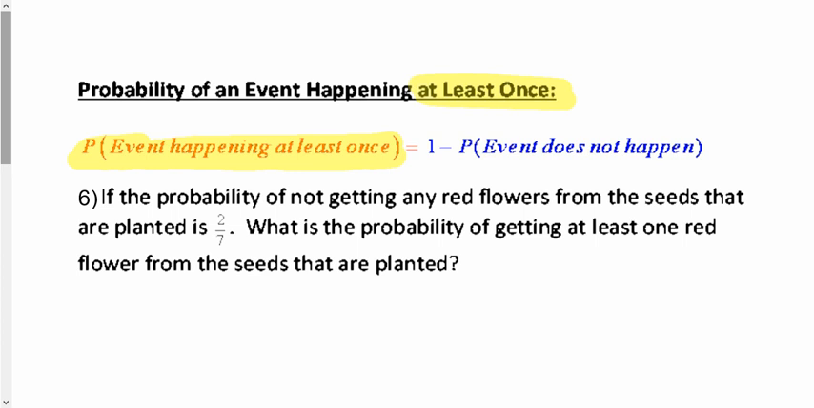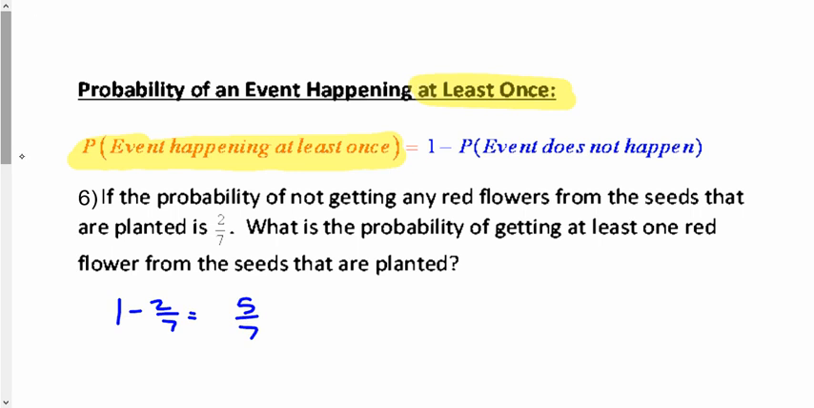Okay? So just a quick silly little example. You buy some flower seed packets, and they say the probability of not getting any red flowers is 2/7. What's the probability of getting at least 1 red flower from the seed packets? Well, all we're going to do is take 1 minus 2/7, and that would get us 5/7. So this is the idea of a complement. We just subtract them. At least once is the opposite of never.